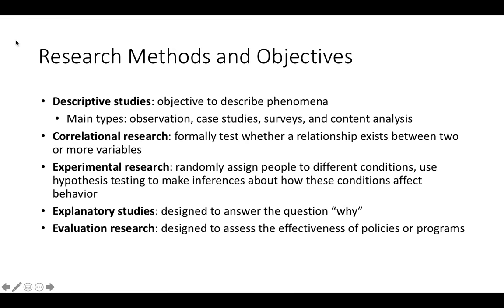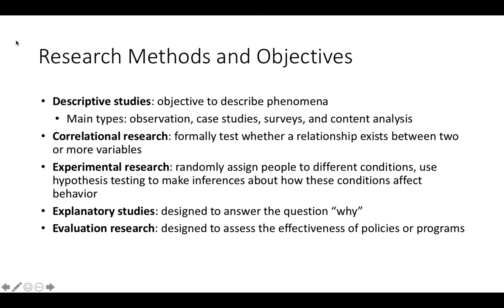Now, when it comes to research methods and objectives, we have a few different forms of studies that we can conduct. We have these descriptive studies, which are objective to describe phenomena. So you've got these main types such as observational research, case studies, where you're looking at one person or maybe a very small group of individuals. You can do surveys, which you can do electronically or in person, and content analysis.